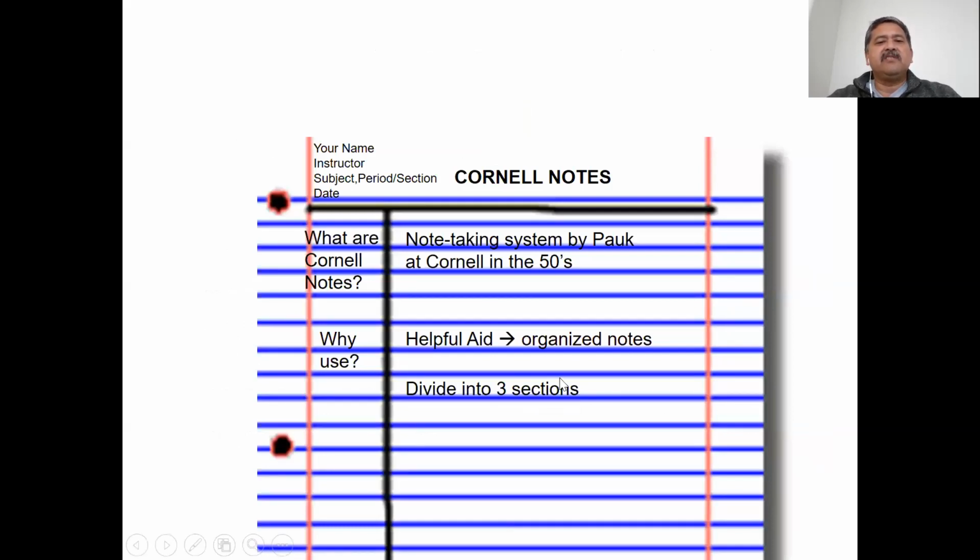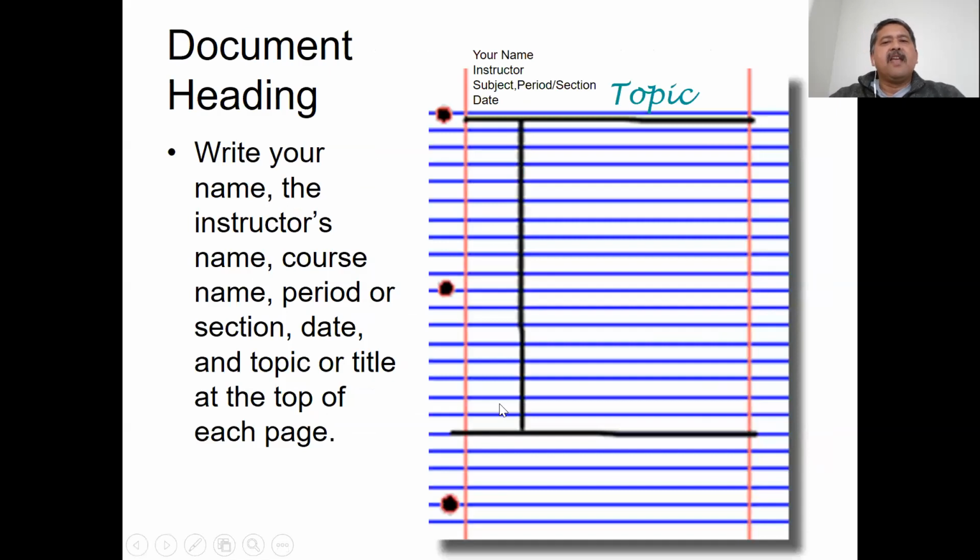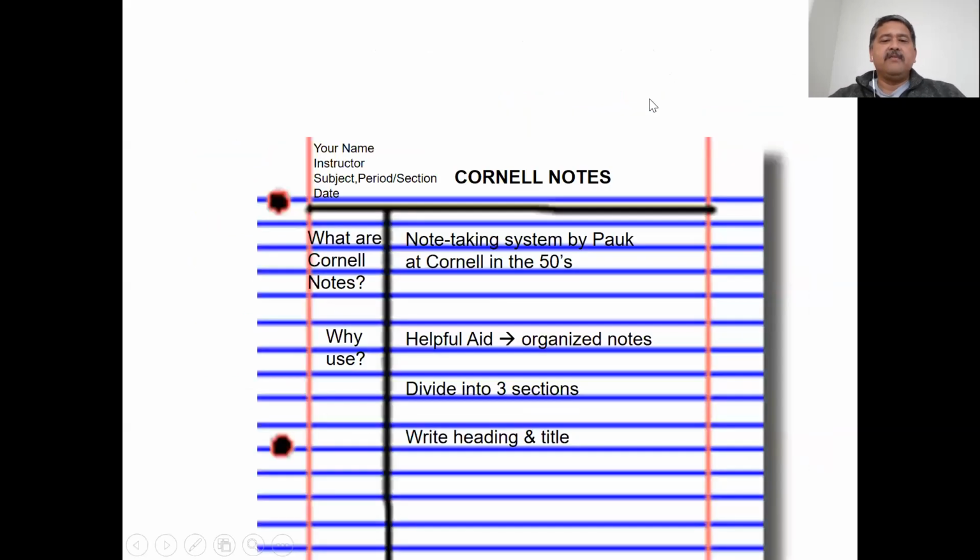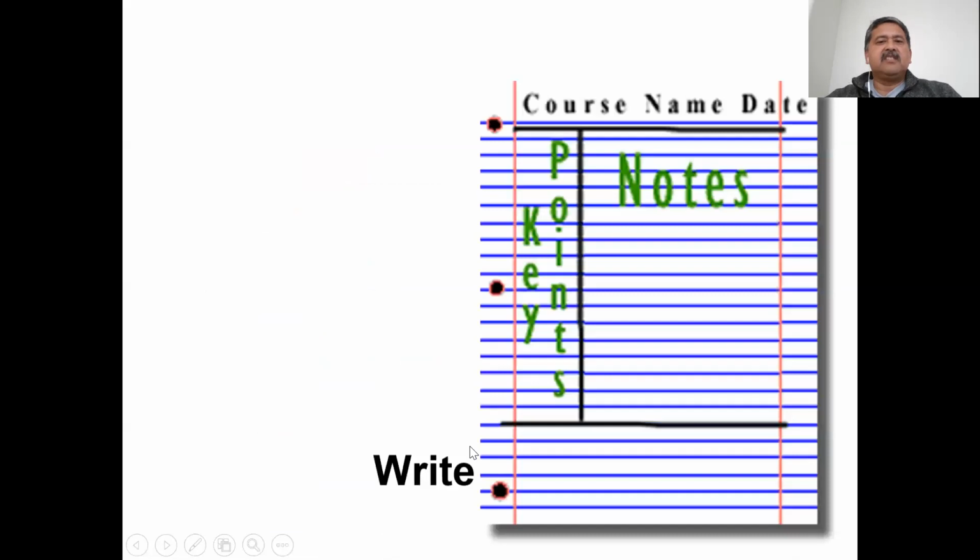If you're taking Cornell notes, this is what you would write. Also, you should have on your paper a document heading, which includes your MLA header and the topic right there. So it says write your name, the instructor's name, course name, period or section, date, and topic or title at the top of each page, like that. And then your topic right over here. So I wrote write heading and title in my Cornell notes.